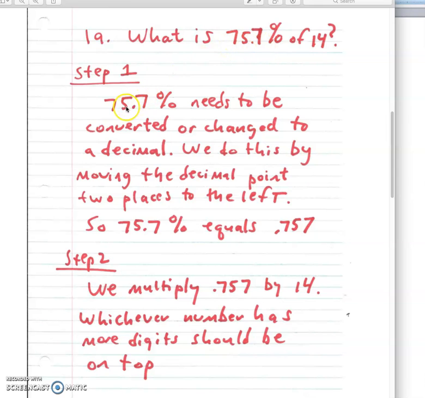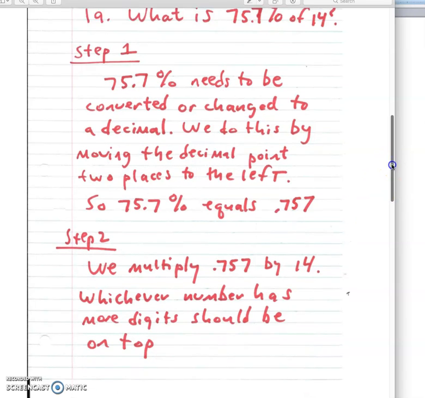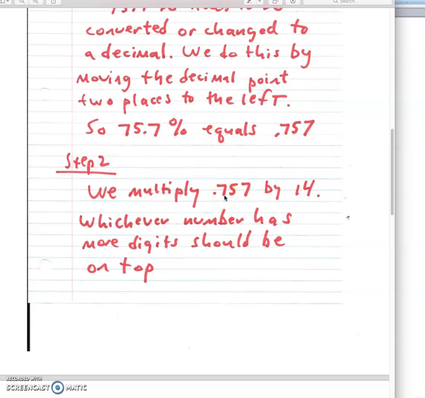Okay, so 75.7% needs to be converted, or changed, to a decimal. We do this by moving the decimal point 2 places to the left. Okay, so 1, 2. So when we do that, 75.7% is the same as 0.757. Okay, that's step one. Step two is we take that number, 0.757, and we multiply it by 14.